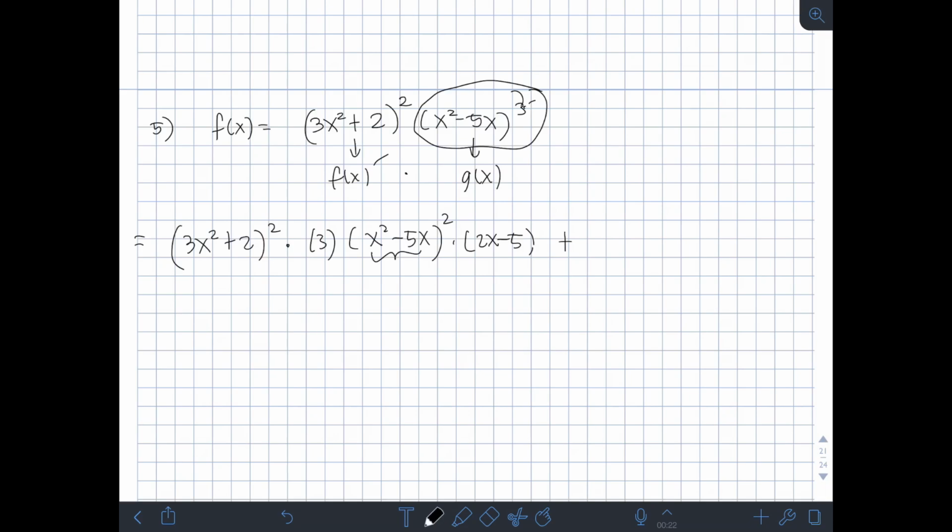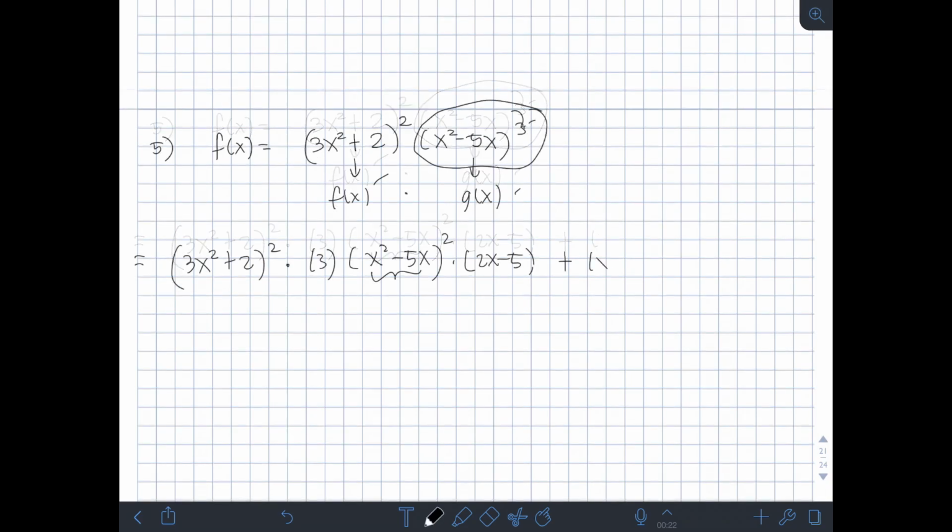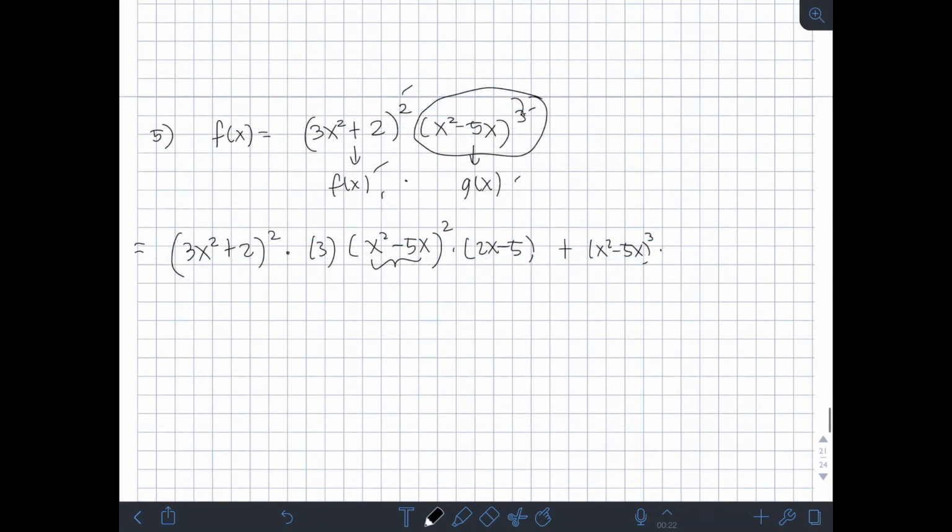Then, plus, what we copy this time is g of x. So, we have x squared minus 5x quantity cubed times the derivative of f of x. So, f of x is also a composite function, right? So, this time, the inside function is 3x squared plus 2 raised to the power of 2. So, chain rule. So, first, the derivative using the power rule. So, the 2 goes down, then copy 3x squared plus 2, subtract 1 from the exponent, so it becomes 1, or even if I don't write it, times the derivative of the inside function 3x squared plus 2.